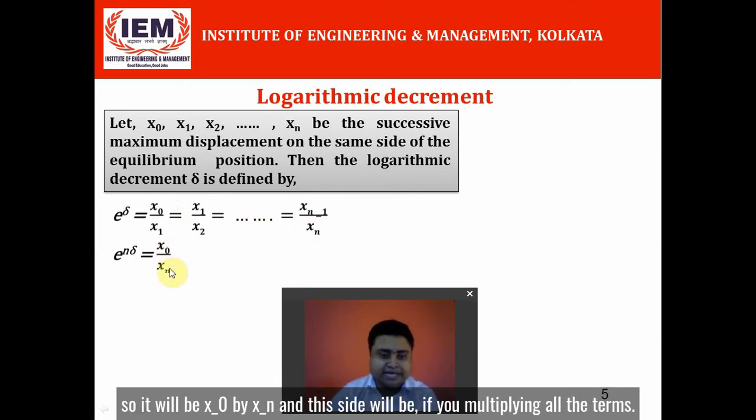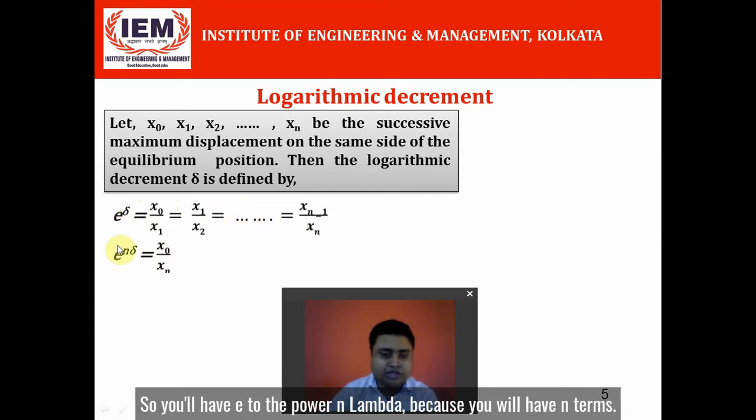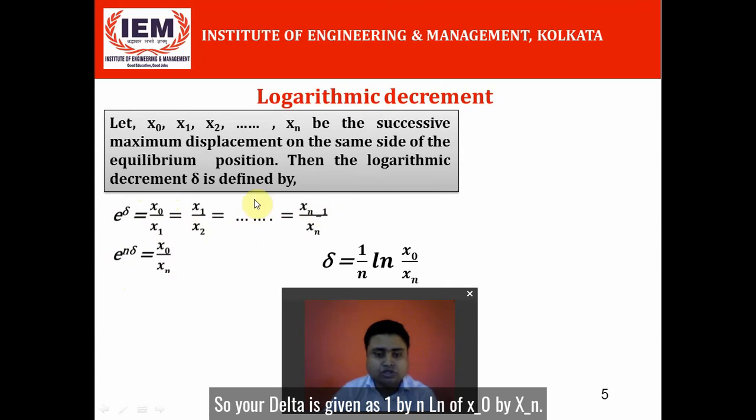So it will be x0 by xn, and on this side, as you are multiplying all the terms, you will have e to the power n delta because you will have n terms. So your delta is given as 1 by n ln of x0 by xn.